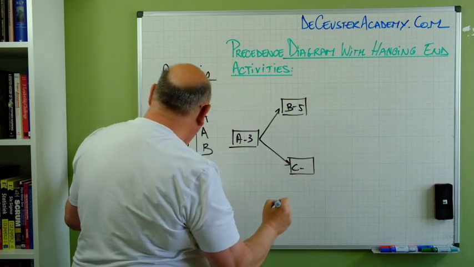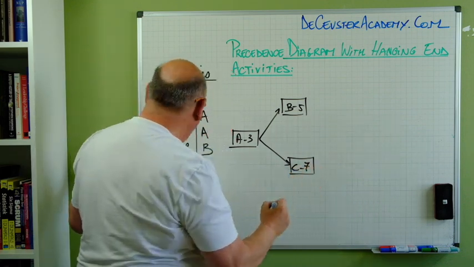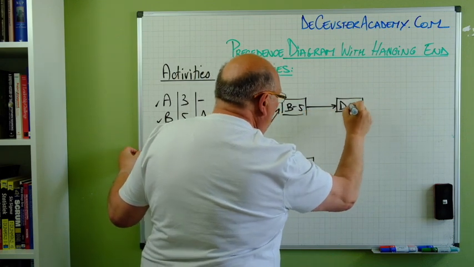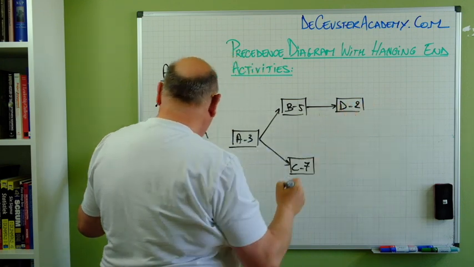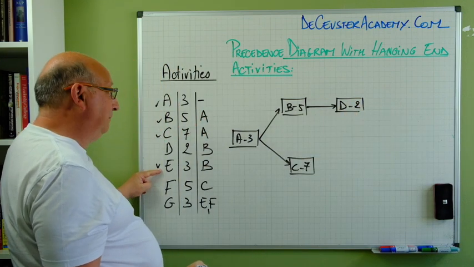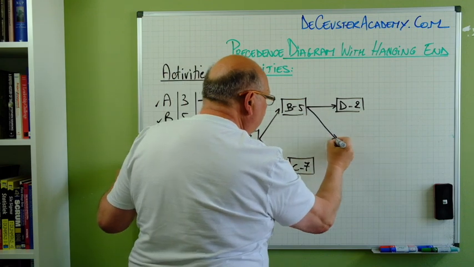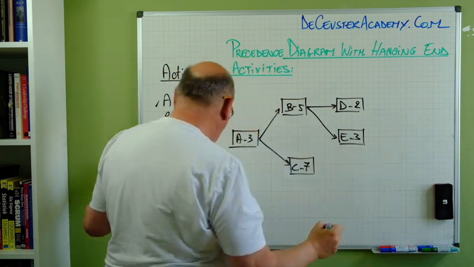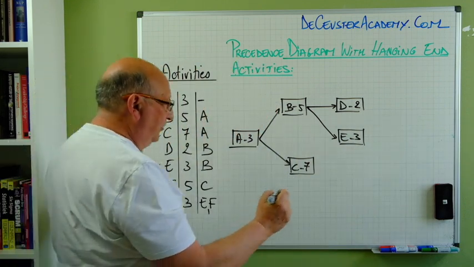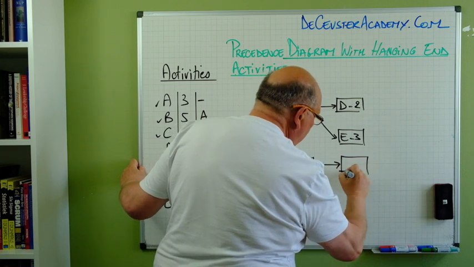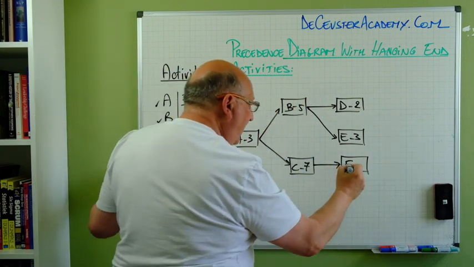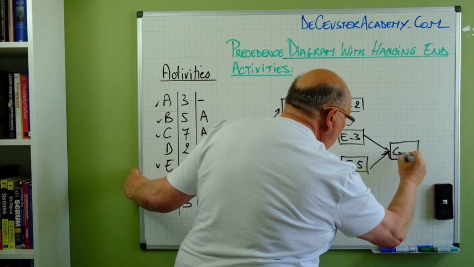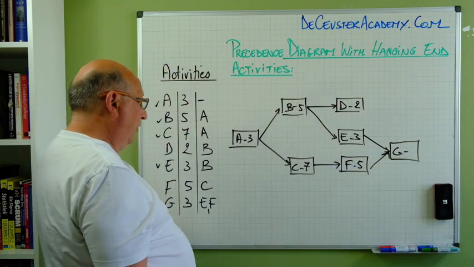C with a duration of 7. Then I have D after B with a duration of 2. I have E after B with a duration of 3. Then I have F after C with a duration of 5. And finally G after E and F with a duration of 3.